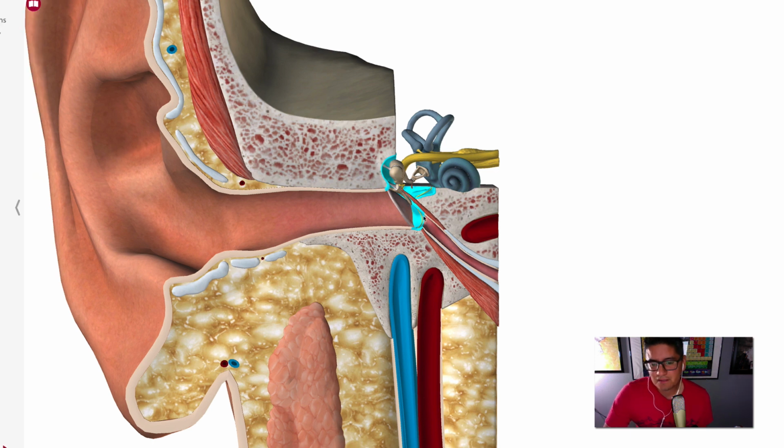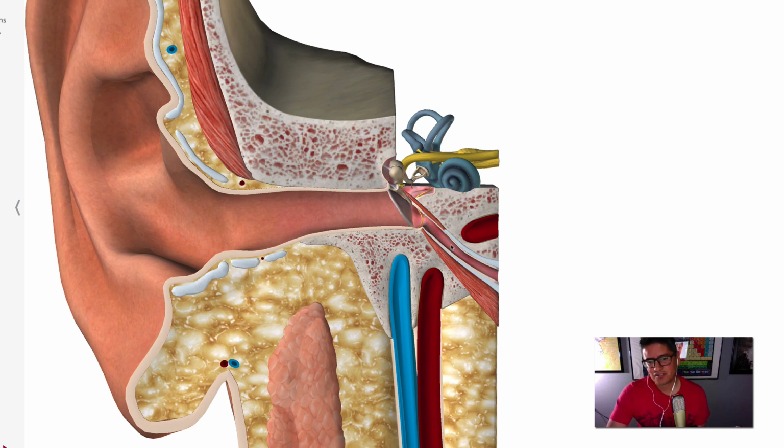One of the ways that you can relieve that pressure is by yawning or jiggling your jaw. I remember when I was scuba diving, that was one of my main ways. I would just jiggle my jaw or yawn, and that will open up this auditory tube, this eustachian tube, and release the air that's trapped in here, relieving you from the pain.